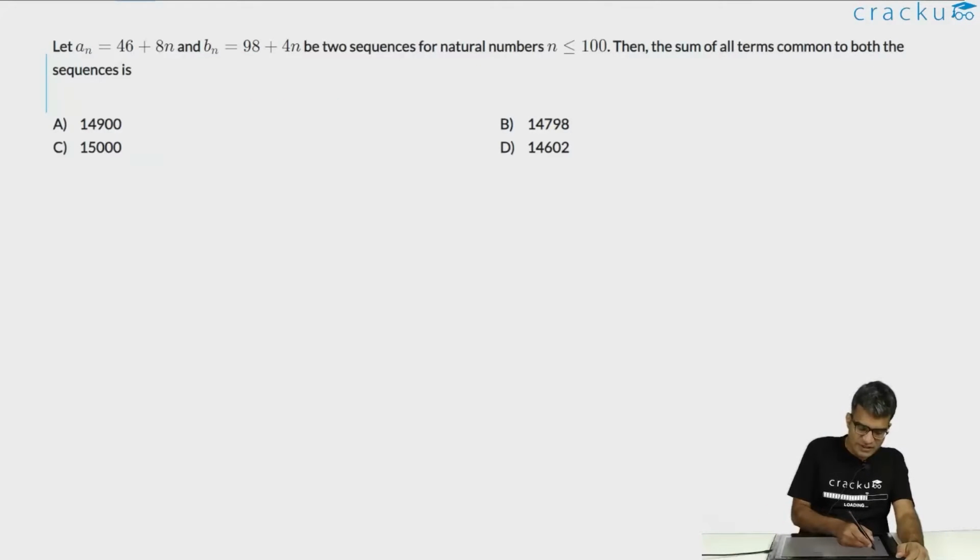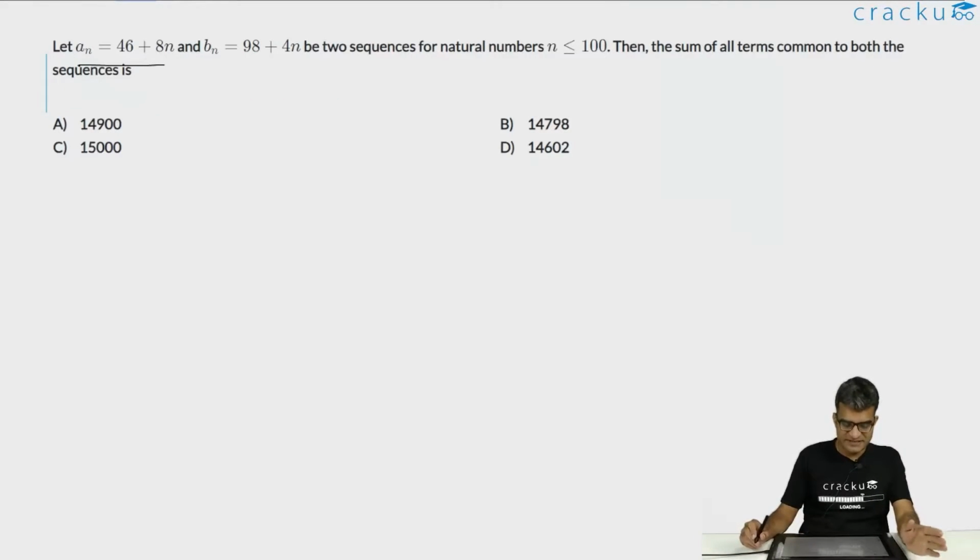In this question, we are told that AN is 46 plus 8n and BN is 98 plus 4n, where n is natural number which is less than or equal to 100. What is the sum of all the terms which are common to both these series?